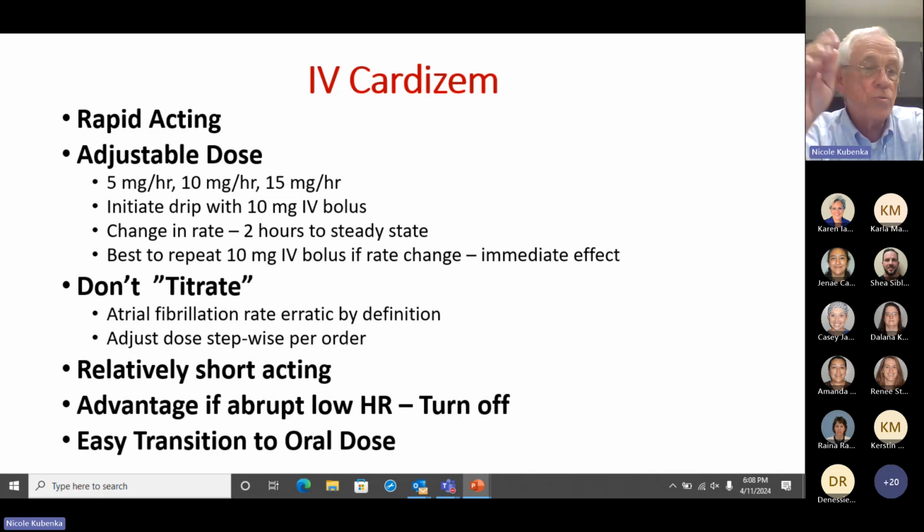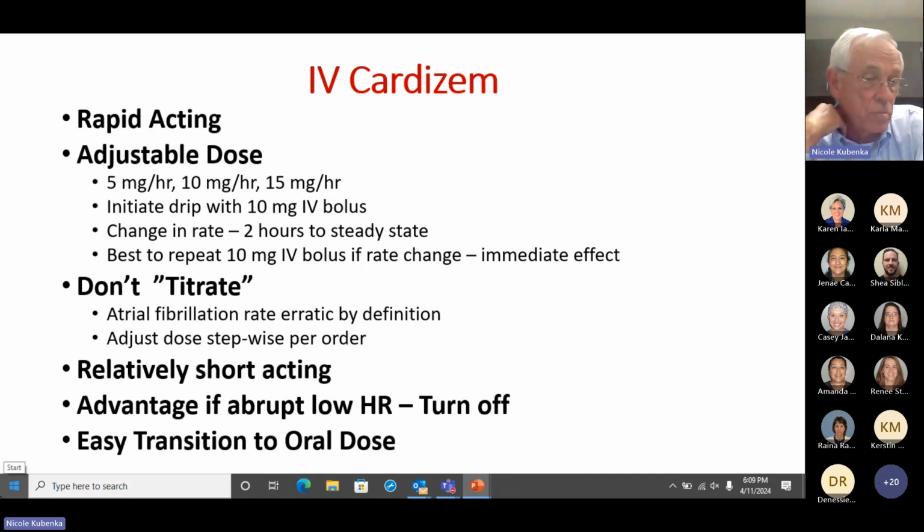Now, sometimes the patient will drop their blood pressure in those first 10 or 15 minutes. Usually it's not a big deal. But if you don't give that bolus dose when you turn up the drip from 5 to 10 or 10 to 15, it takes forever to get the effect. In my opinion, you don't titrate cardizem, you do it in fixed increments.